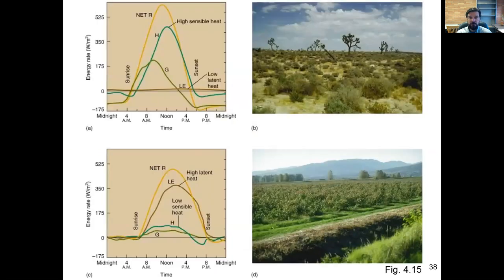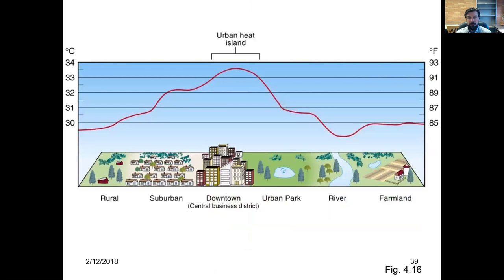So this is just another blow up of that. And the last piece I'll talk about for this lecture is the urban heat island. And so we have the differentiation of heating and cooling that occurs in different human impacted environments. So if we consider in this area, we have farmland on the far right, a river, an urban park area, a downtown metropolitan zone, a suburbia, and then a rural environment.